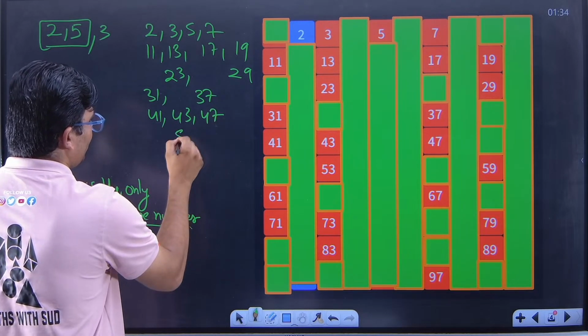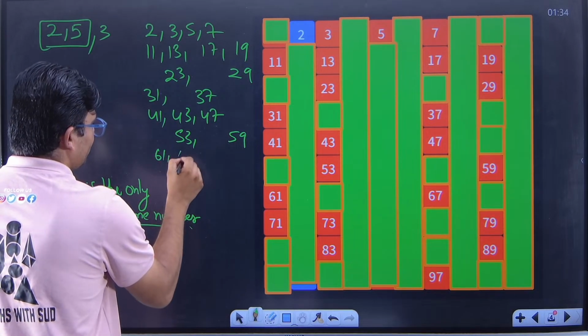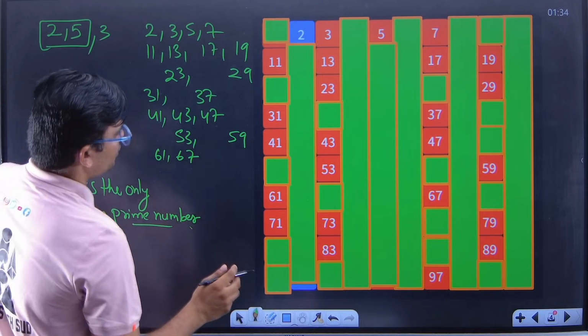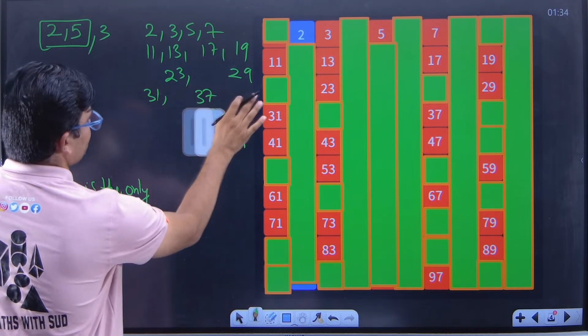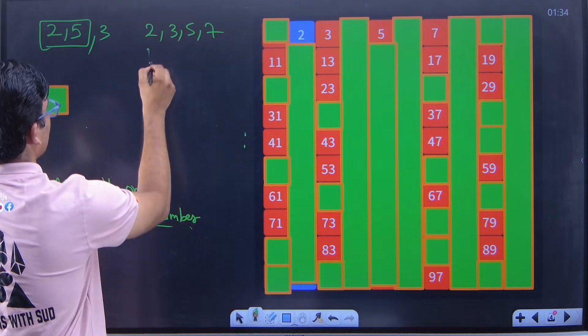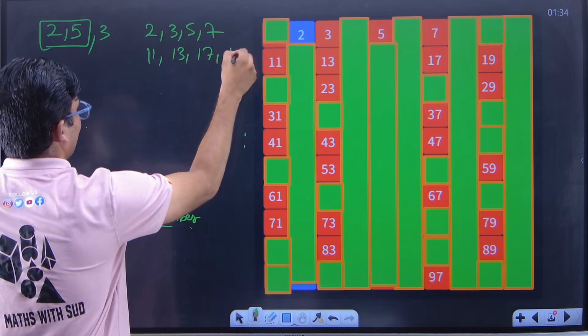In the next row it will be 53 and 59. Then again it will become 61 and 67. And then you will have again 3 numbers. So I must write the numbers in the way so that it is written in the front of their row as well. So 11, 13, 17, 19.